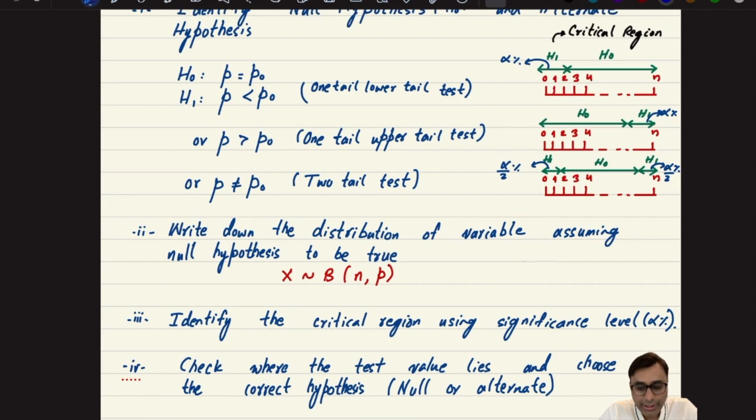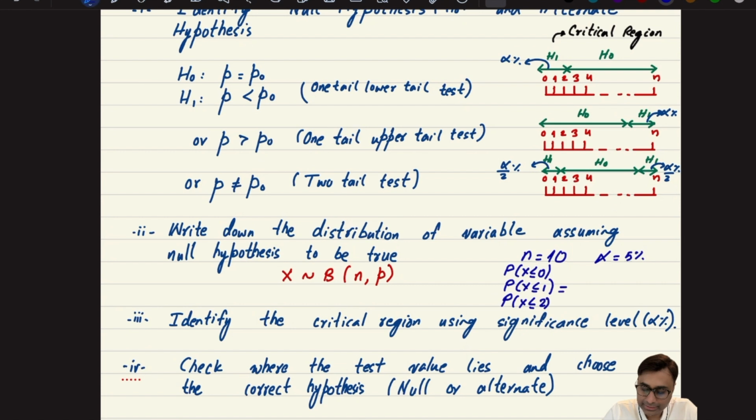So let's say you're doing a one-tail lower tail test and your n is 10 and your alpha is 5%. So you find the probability of X less than or equal to 0, then you will find the probability of X less than or equal to 1 by summing up the probabilities of 0 and 1. And then you will find the probability of X less than or equal to 2 and so on and so forth. And you keep on doing that till you exceed 5%.